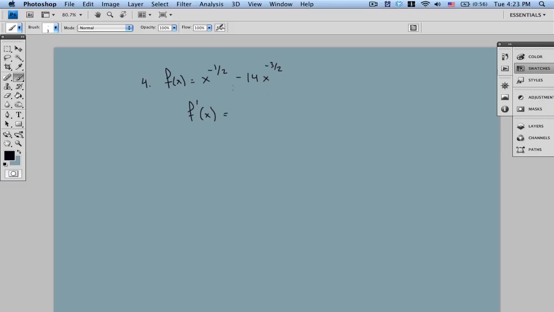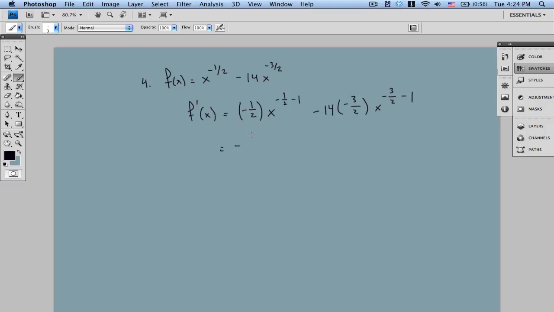We're trying to take the derivative of a function where we're just going to apply the power rule to each of the terms. This first term is x to the negative 1/2. So we bring the exponent down, negative 1/2, and then subtract 1 from the exponent. The second term has the minus 14 out front, so that stays because it's a constant. Then we bring this exponent down. So we've got times minus 3 over 2, and then subtract 1 from the exponent. So we have minus 3/2 minus 1 as our exponent.